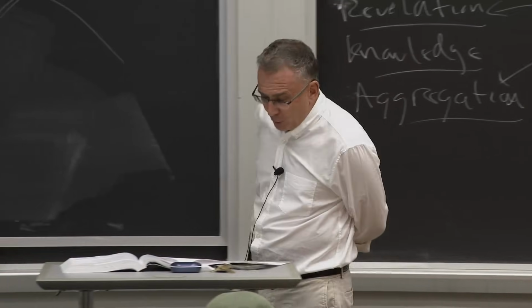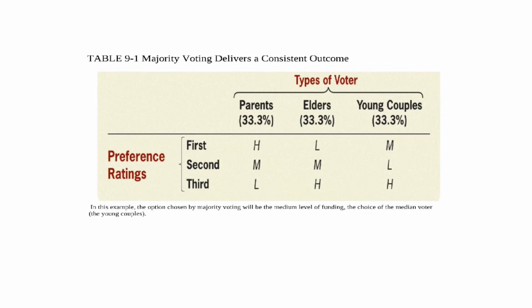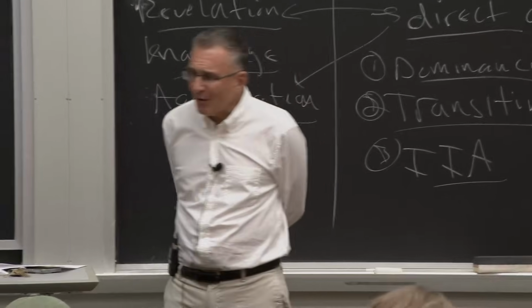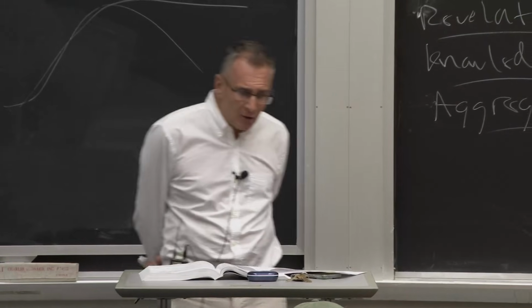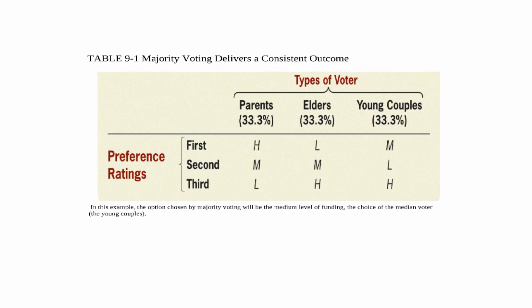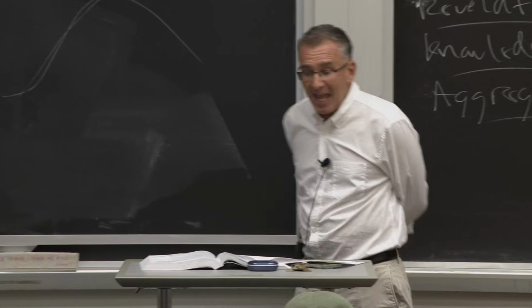And there are three groups of voters: parents, elders, and young couples who aren't sure if they're going to have kids before they move. For each group we have the ranking of their choices. Parents' first choice is high funding. They want good schools and have to pay high taxes. Second, medium, third, low.